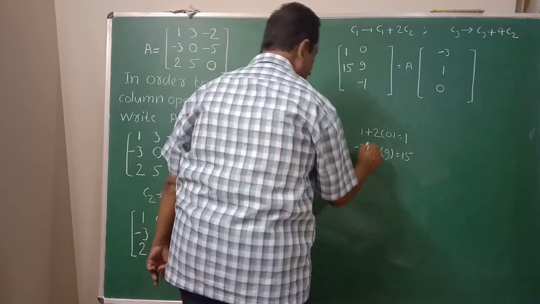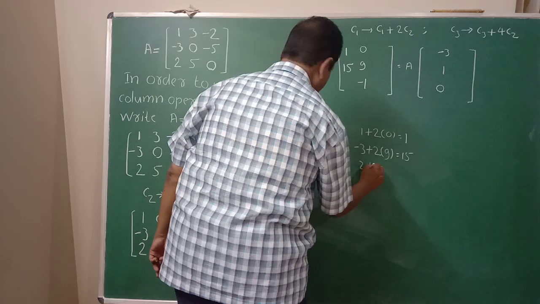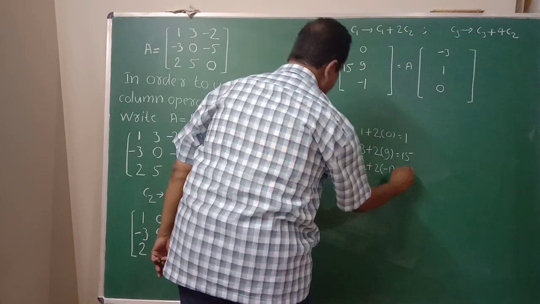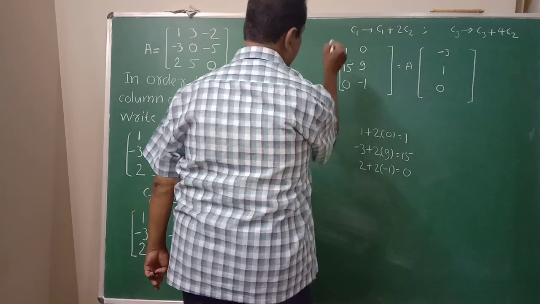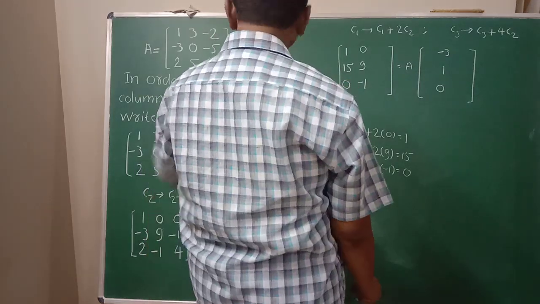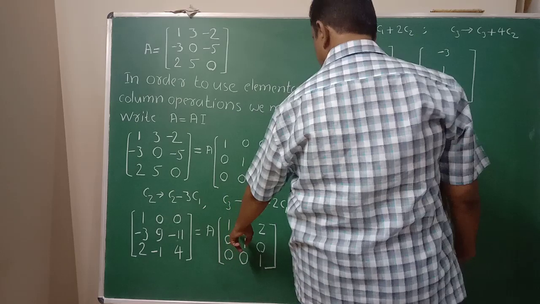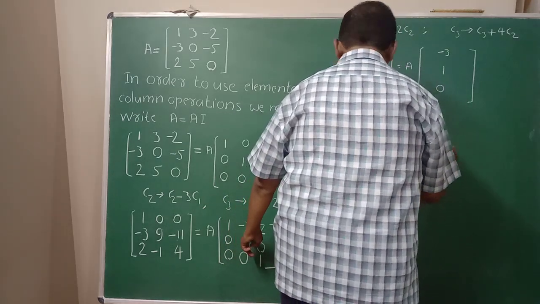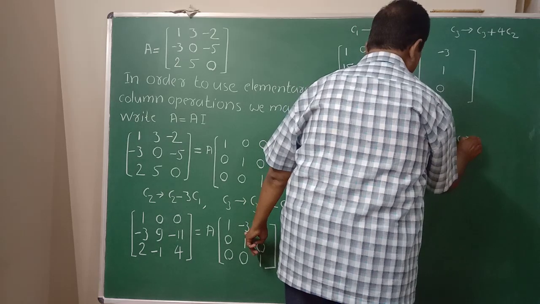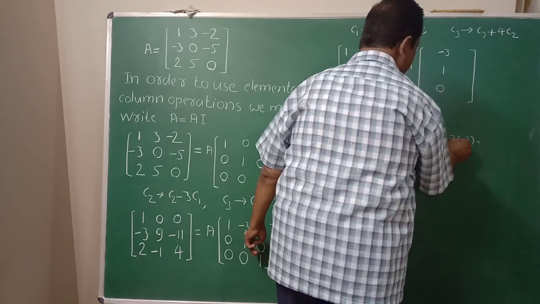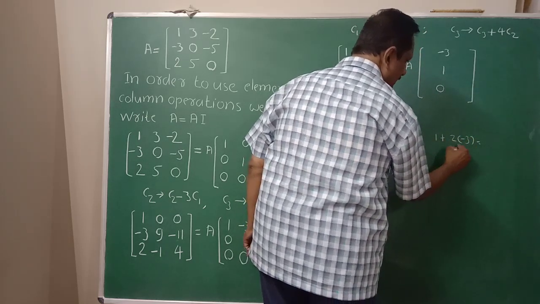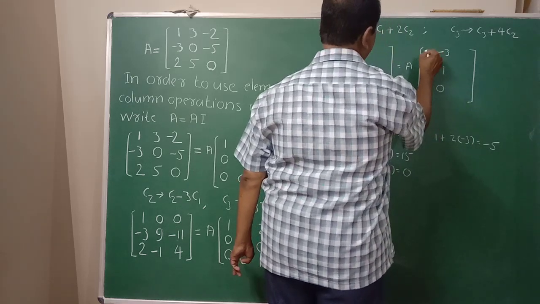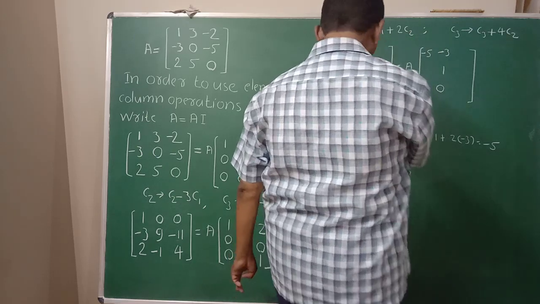Then 2 plus 2 into minus 1 here. It becomes a 0. Okay, this is a 0. So similarly, here also on the right side, 1 plus 2 into minus 3. 2 into minus 3 here is minus 6. 1 minus 6 is minus 5. So here is minus 5.